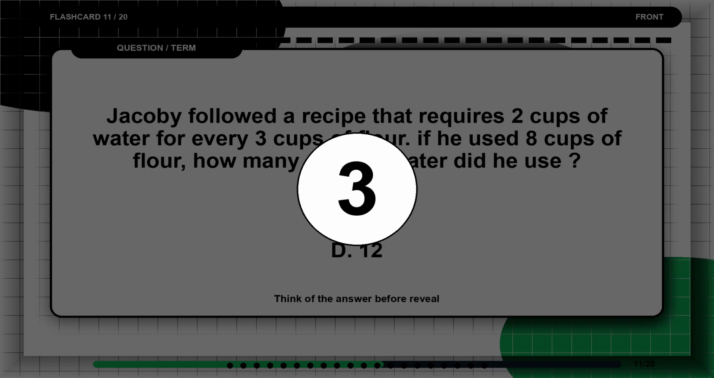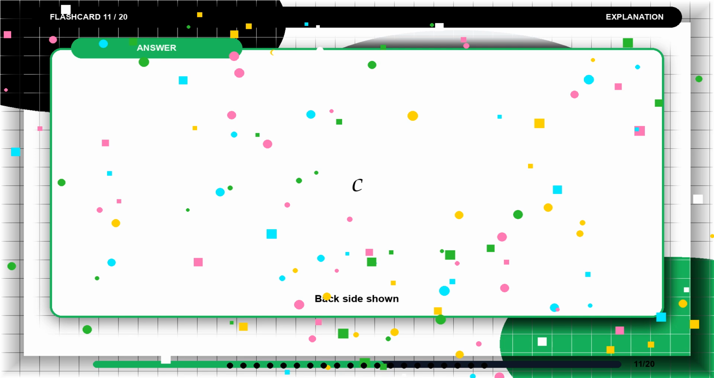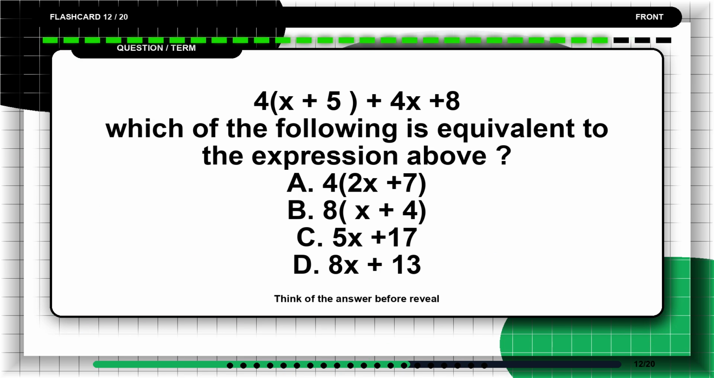The answer is C. Flashcard 12. 4x + 5 + 4x + 8. Which of the following is equivalent to the expression above? A) 42x + 7, B) 8x + 4, C) 5x + 17, D) 8x + 13. Pause and think of the answer before the reveal.